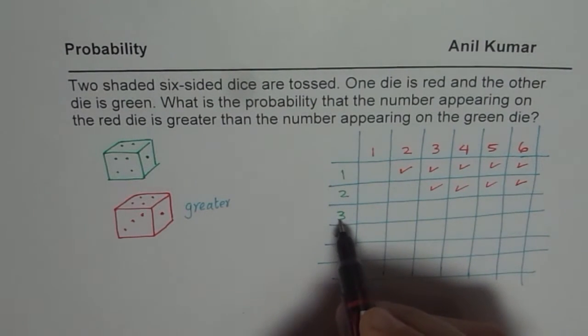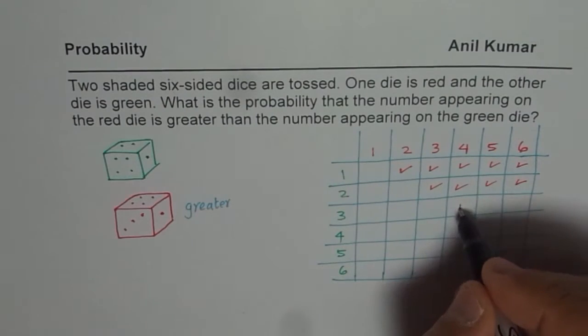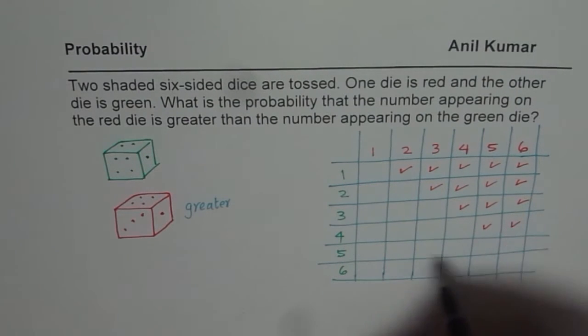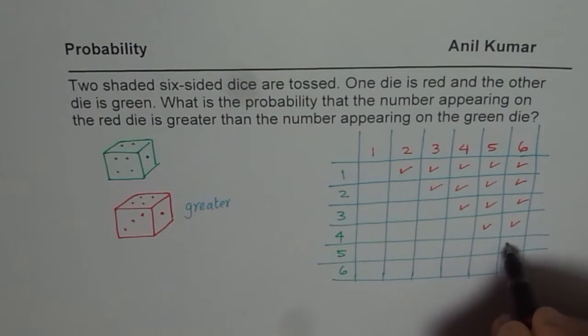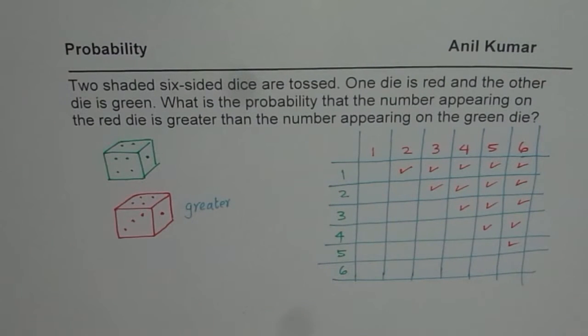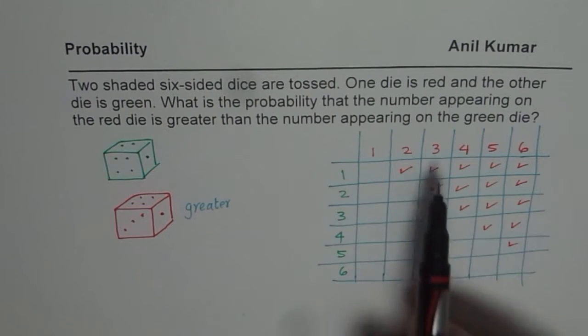And for here, the green is 3, so any number more than 3 is greater. When green is 4, then in that case, red should be 5 or 6. When green is 5, red should be 6. And if green is 6, then the number on the red cannot be greater. So that is what we get.